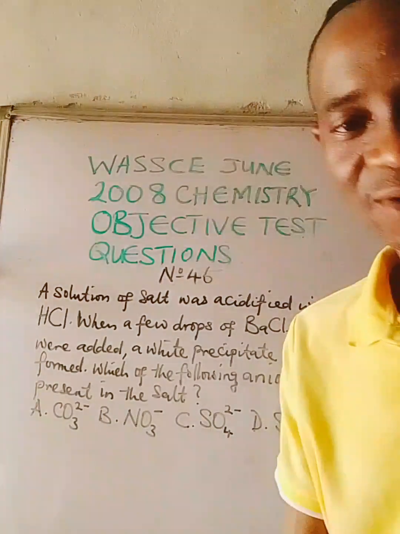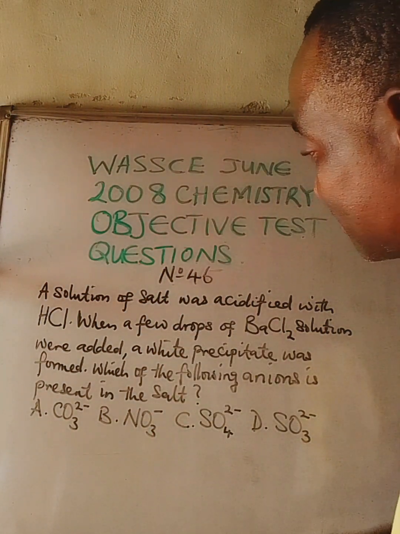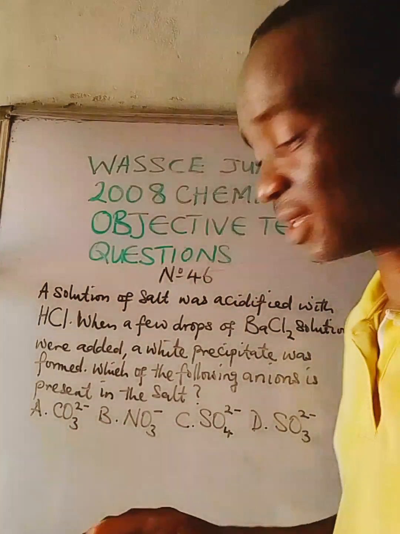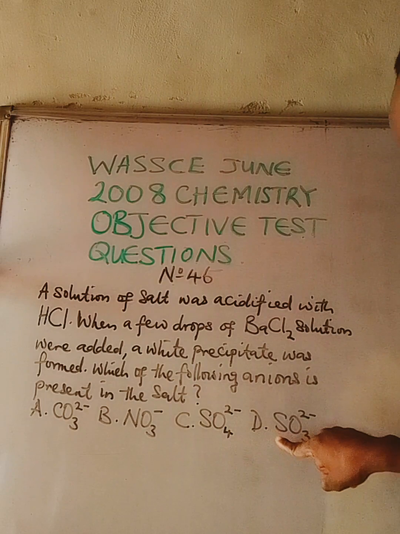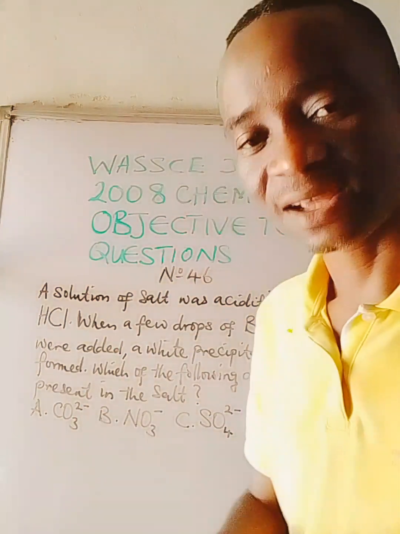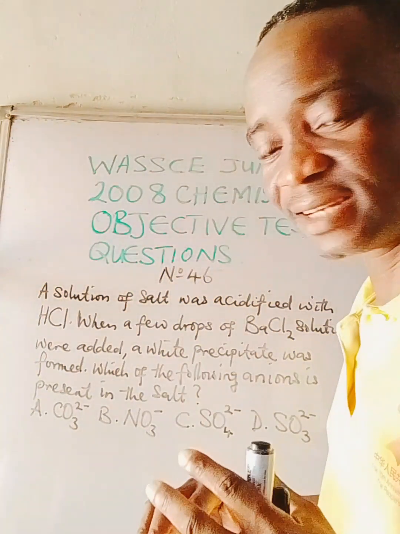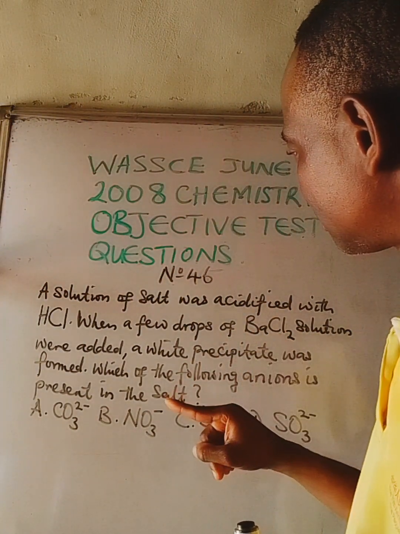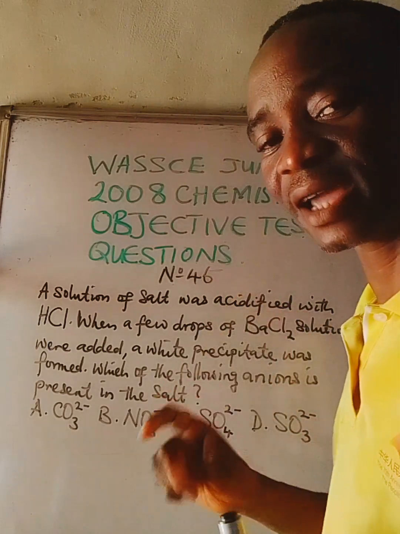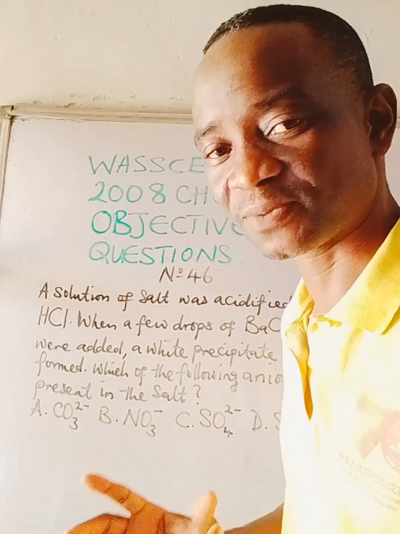Which of them? Okay, let me demonstrate what happens. In fact, when you see white precipitate, you should suspect this, this, and this, because they appear as white precipitate momentarily. And later, when you add barium chloride, if any of them is present, you will see white precipitate.